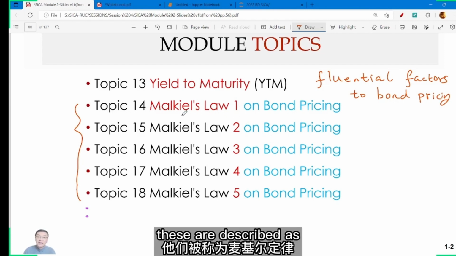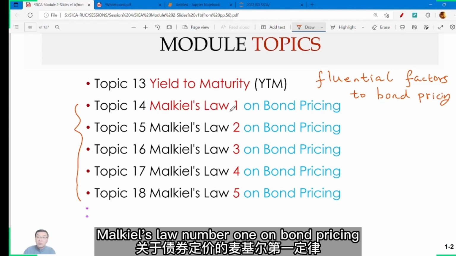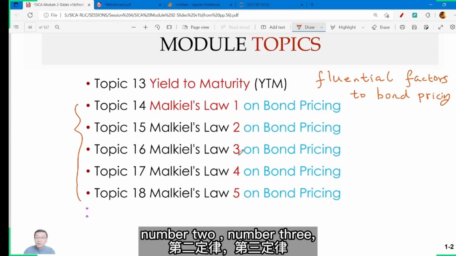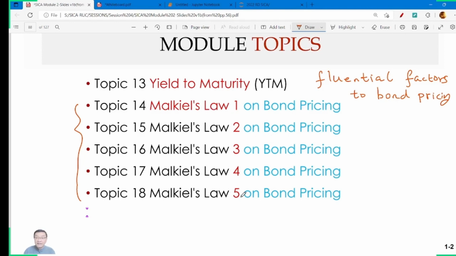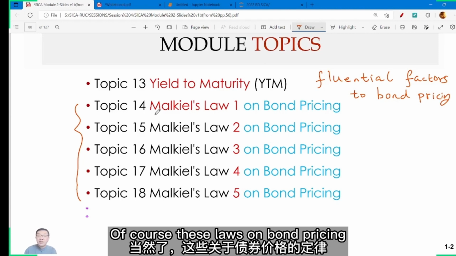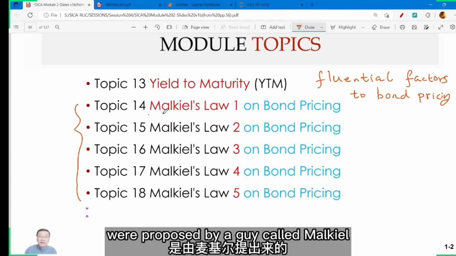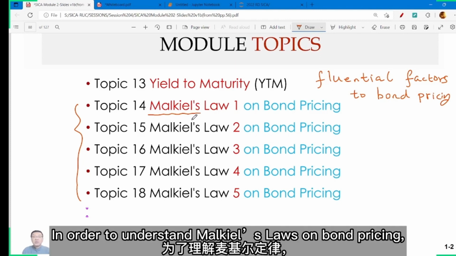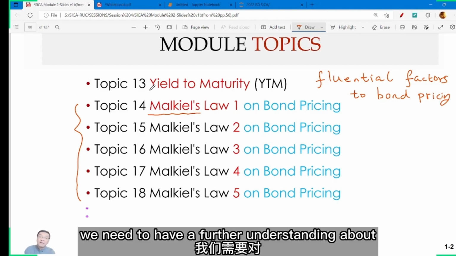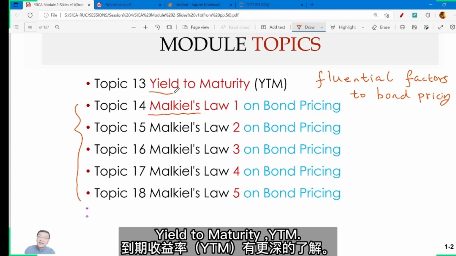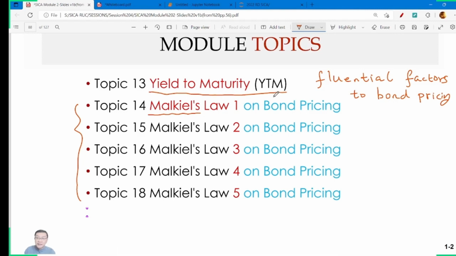These are described as Mokia's laws on bond pricing: number 1, number 2, number 3, number 4, number 5. Of course, these laws on bond pricing were proposed by a guy called Mokia. In order to understand Mokia's laws on bond pricing, we need to have a further understanding about yield to maturity, YTM.